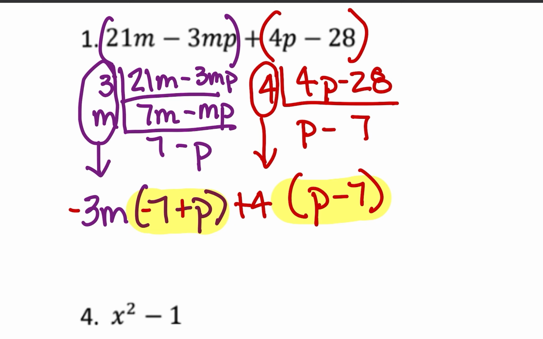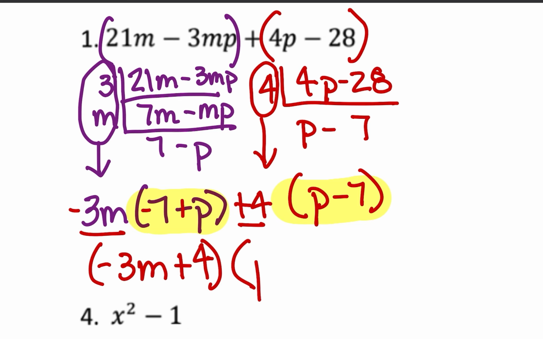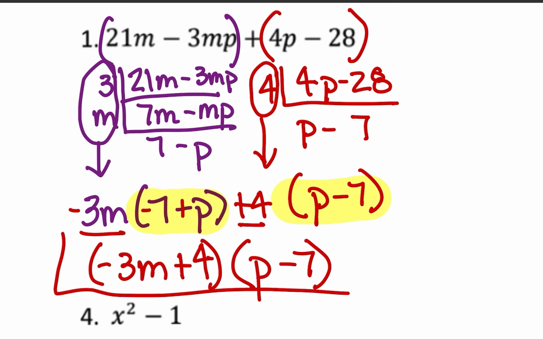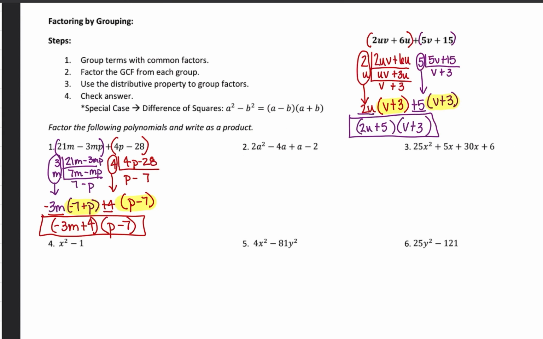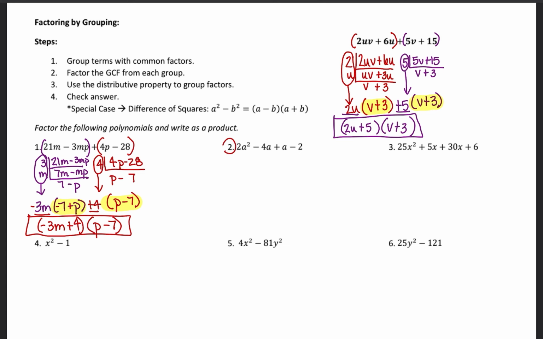Okay, so I'm going to go ahead and rewrite my factors. I've got 3m and a plus 4 for our first factor. And for our second factor, I have a positive p and a negative 7. And again, we can check by multiplying through. So I want you guys to go ahead and try out 2 and 3 for your try it problems and enter those into the formative. And then we're going to talk about difference of squares.